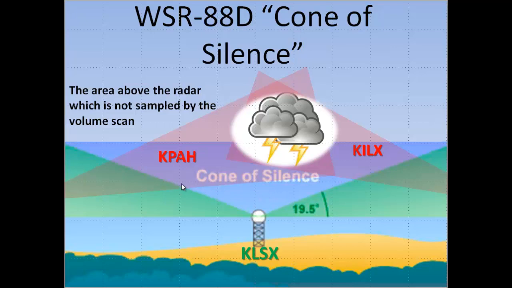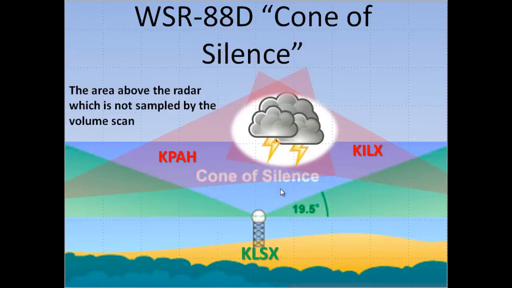However, the radars in Paducah and in central Illinois, Lincoln, will see storms that are right over the metro area with their half degree and 0.9 and 1.5 degree slices. So we get to have a good coverage over our metro area with those adjacent radars.